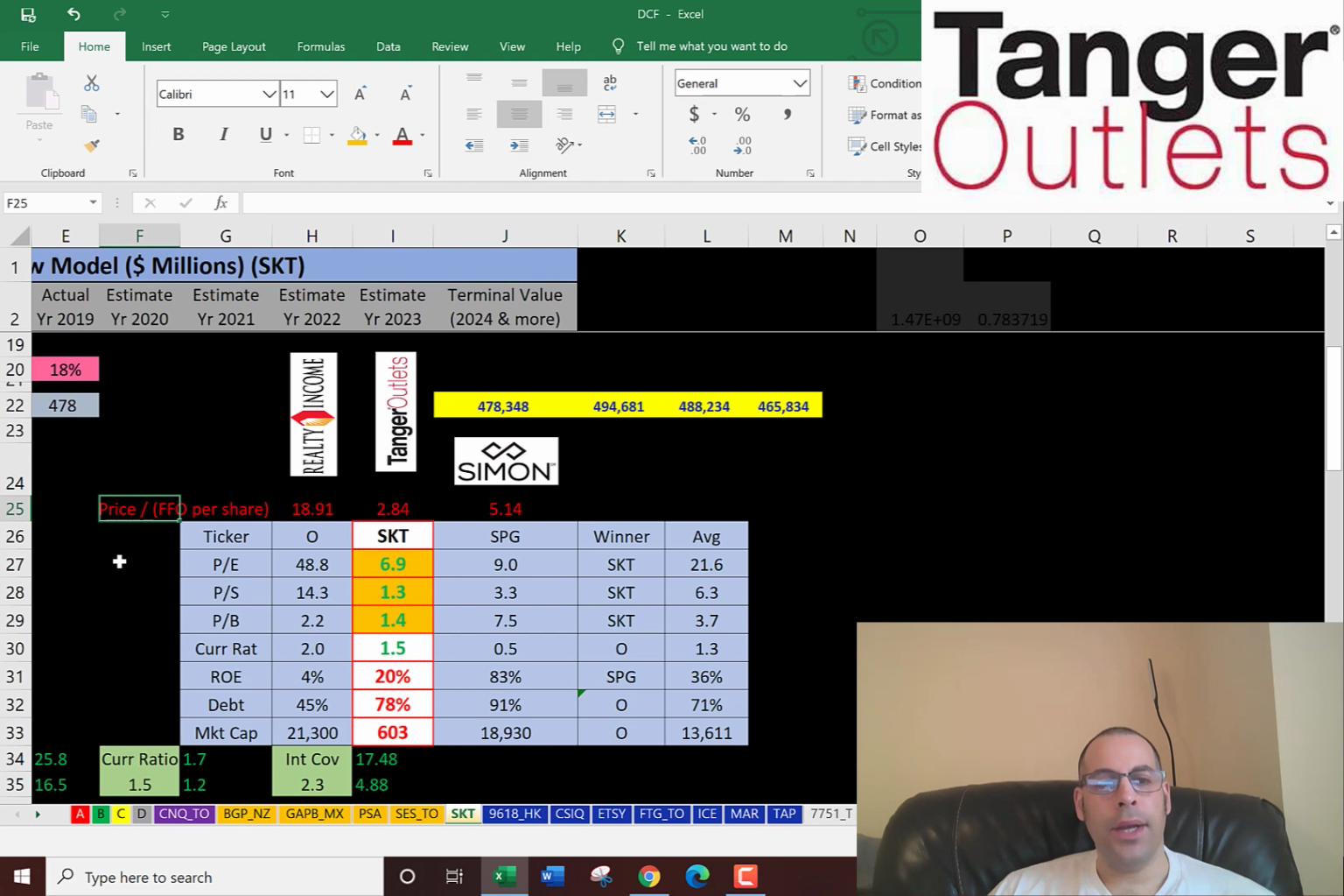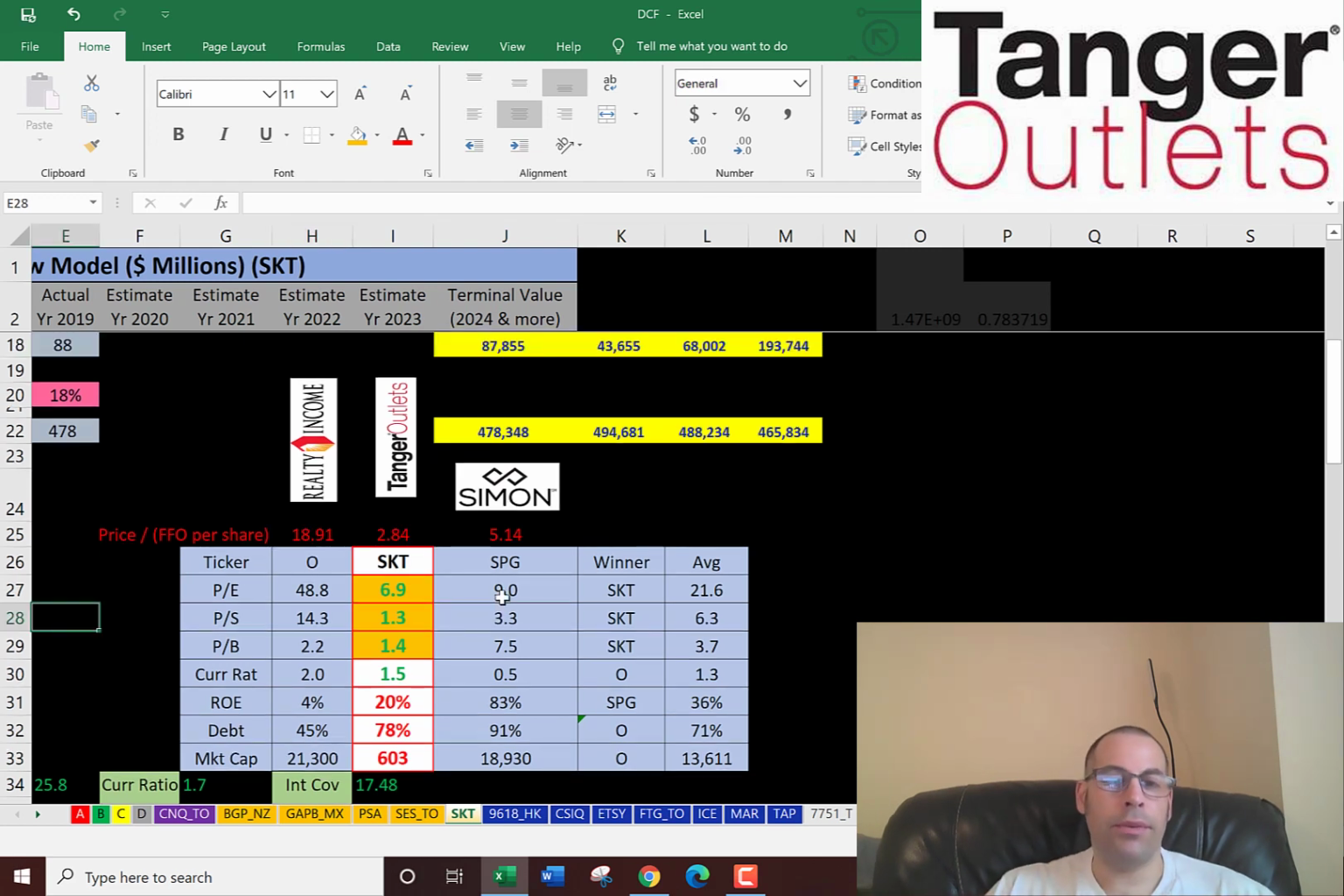And this calculation is the price of the stock over the funds from operations per share. So for this ratio, the lower the better. So Tanger Outlets is doing the best job of the three companies. Simon Property Group is doing okay, and Realty Income is not providing as good of a value for this ratio. Tanger has the best price to earnings, price to sales, and price to book ratio of the three companies.